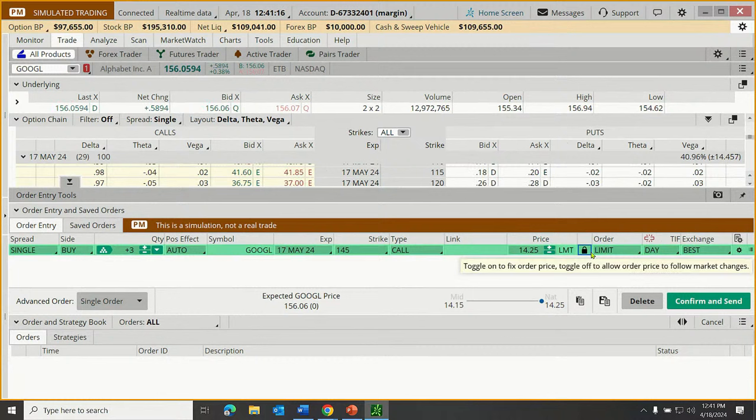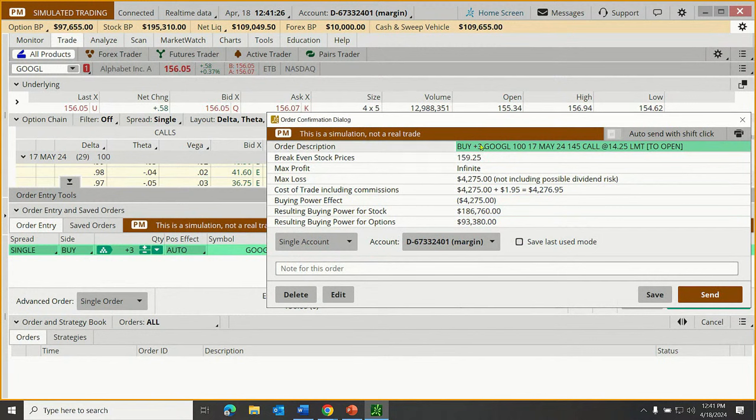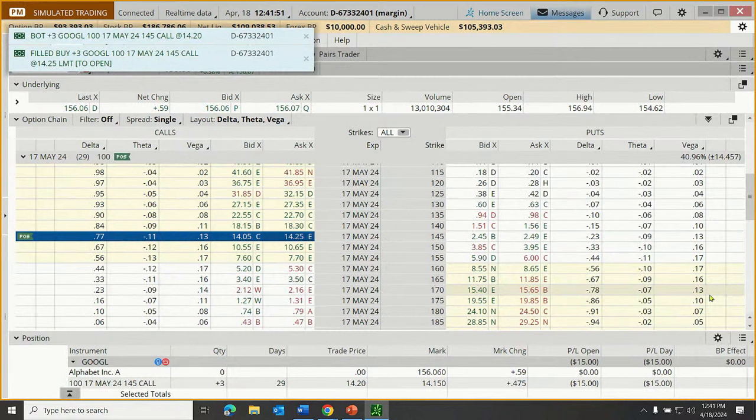As we submit a limit order, even if we feel like we're being generous for how much we're willing to spend, it's not a guarantee that the order is going to fill. Okay, let's click confirm and send. We're going to buy three of those 145 calls at 1425, which would bring our cost under that $5,000 hypothetical maximum we wanted to spend. That also represents the most that could be lost on this trade theoretically. And there is a commission to be considered here. Let's send this order off. That's how that trade might be executed. There we go.